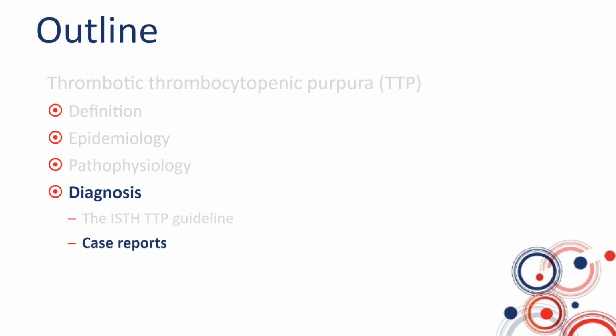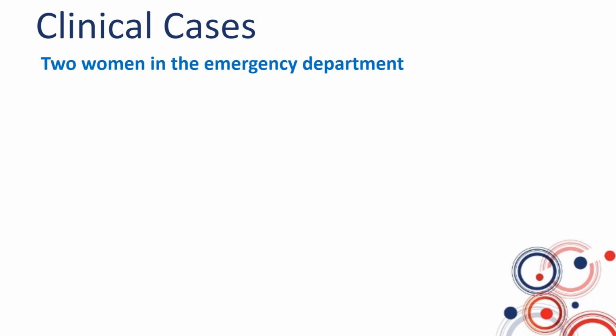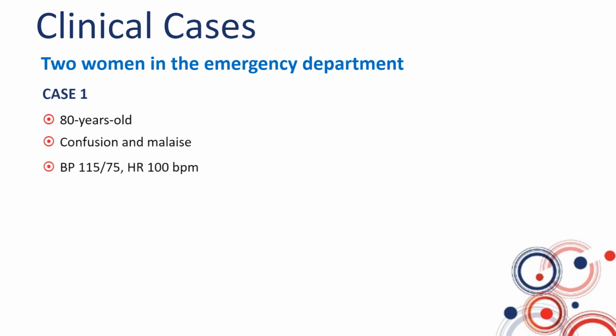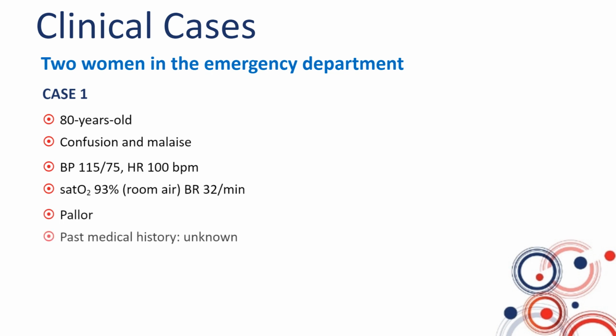Let's go to have some explanation about the clinical situation and how you have to make the differential diagnosis. We have two cases, two women in the emergency department. The first case is an 80 years old female getting to the emergency with confusion and malaise, and with a blood pressure which is normal, 115 over 75, and with a heart rate of 100. Oxygen saturation is 93%. And the respiratory rate is 32 per minute. Patient has pallor with past medical history which is not really reporting clear diseases, I would say.